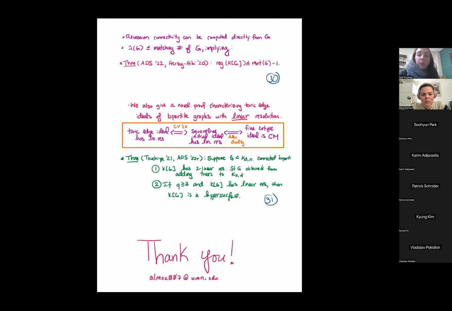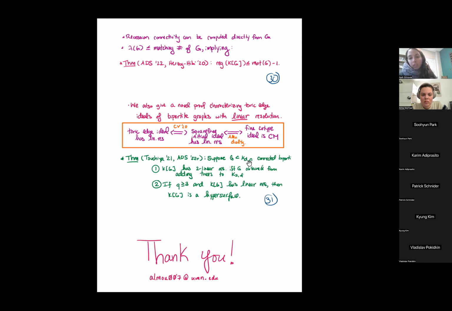And so another thing that we're able to use this for is we give a new proof characterizing when toric edge ideals of bipartite graphs have linear resolution. And so this actually was something that was open for a surprisingly long time. And Akiyoshi Tsuchiya just posted a proof last year. And like I said, his proof, it's sort of similar to this story up here, where his proof was pretty technical and took a lot of work. And we end up just getting it as a corollary.